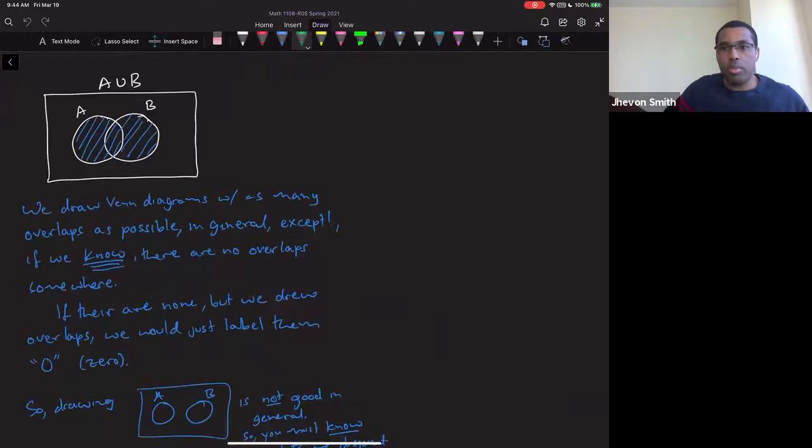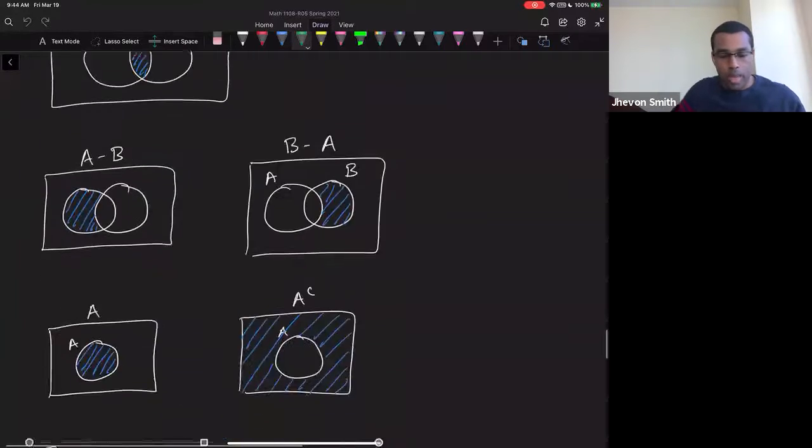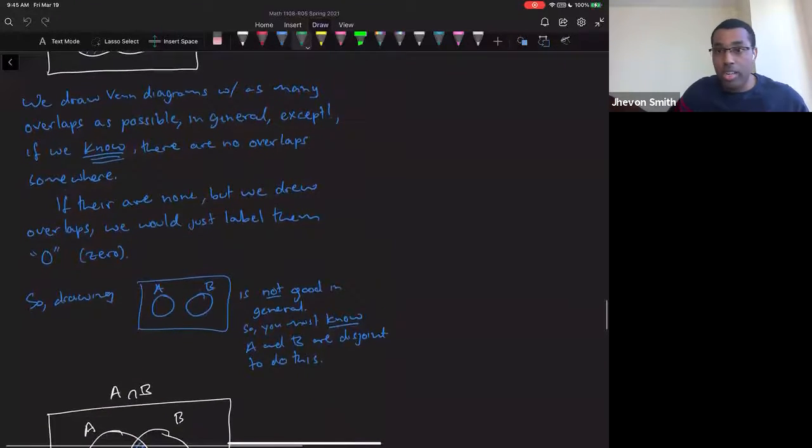Tip with Venn diagrams, remember, you always draw them to have the maximum amount of overlaps as possible, unless you know for sure there's a very good reason to not draw something overlapping. It's probably better that you draw it overlapping than not. If you draw an overlap and there's actually nothing in the overlap, you can always just put a 0 in the overlap. It's really not a big deal. But if something should overlap when it doesn't, then you're in trouble.